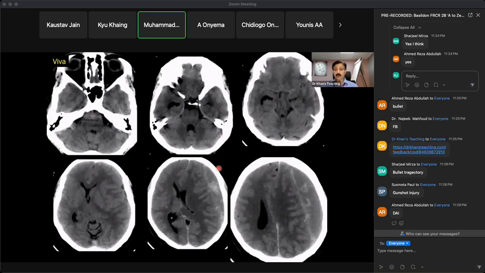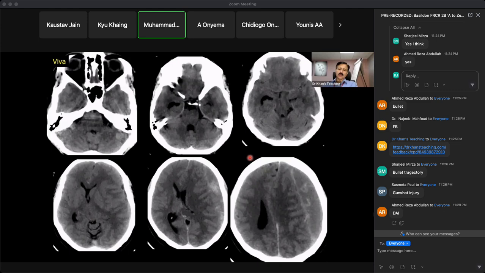Okay, I think the last few things we will take maybe another 10 minutes, but let's finish it. So this is a case in which there is acute over chronic subdural hematoma, which is causing subfalcine herniation and transtentorial herniation.